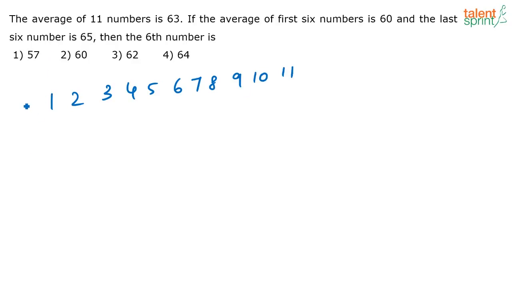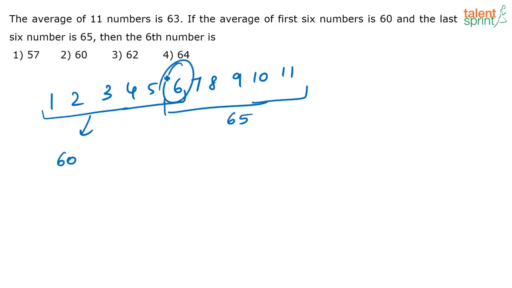The average of the first 6 numbers is 60. So the average of the first 6 numbers means these numbers. Average of these numbers is 60. Then they are saying the average of the last 6 numbers. So that is 65. You have to find out which is the 6th number. So always remember, whenever such a question comes, the number that you will have to find out will generally be the middle number which has been repeated twice. So what will you do?